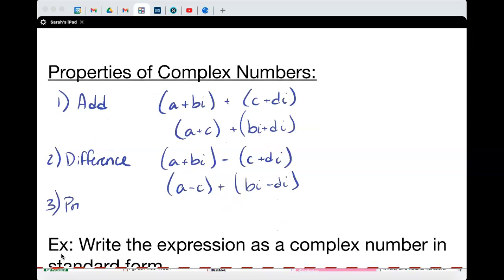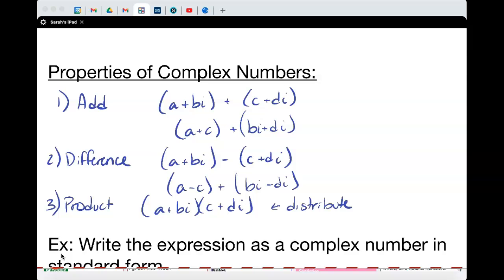And last one, we're doing product today. We're doing quotient on Monday, because quotient is more complicated, just like square roots is more complicated when we're dividing. Sadly. So I can multiply complex numbers together. Basically, you're going to distribute this. So FOIL it out, distribute, whatever you want to call it.